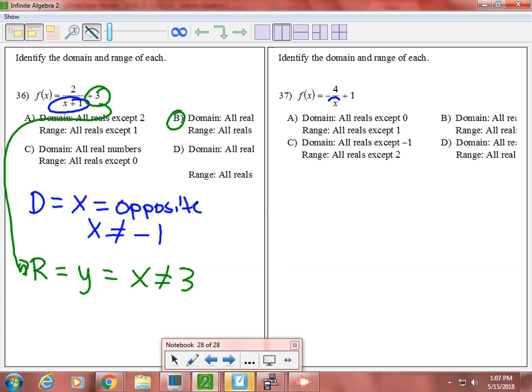Same thing here. Domain, x can't be equal to 0 for my domain. My range has to do with the stuff that's outside, so my y value can't be equal to 1. So this one is letter A.